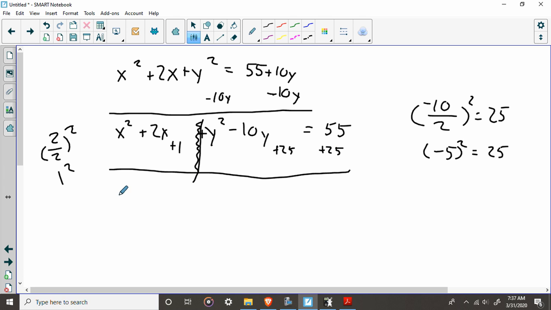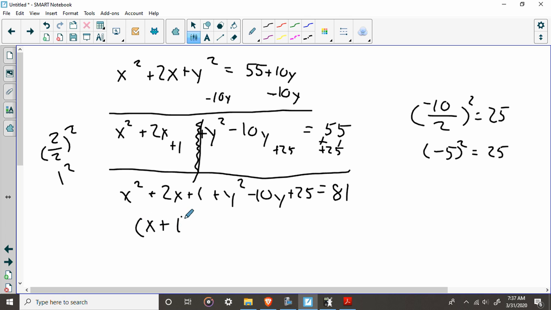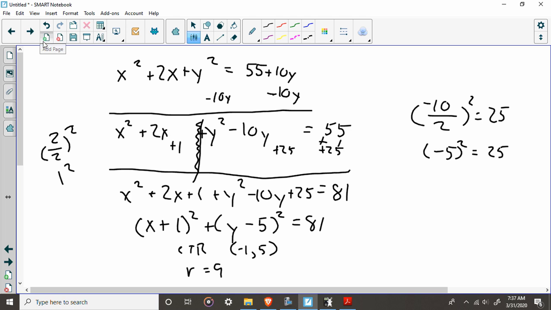And again, what do I get? X squared plus 2x plus 1 plus y squared minus 10y plus 25. 55 plus 1 plus 25 is, again, very conveniently 81. So again, square root, sign, square root, 81. So your center is going to be at negative 1, 5, and your radius is going to, again, equal 9. So one more, and then I'll set you guys loose.